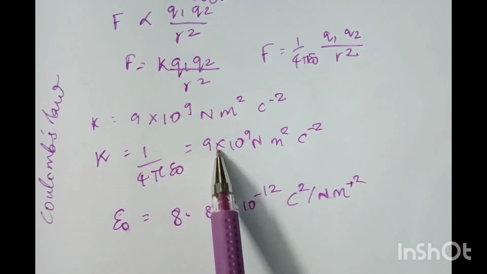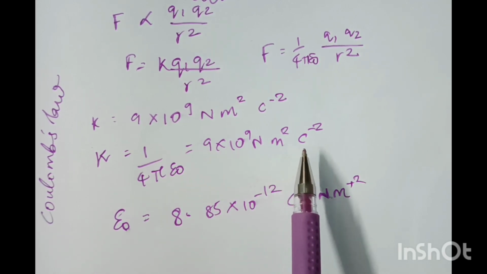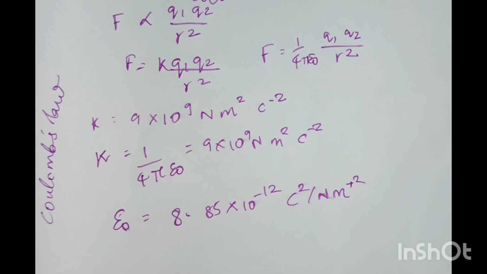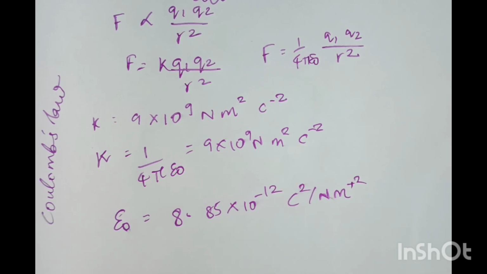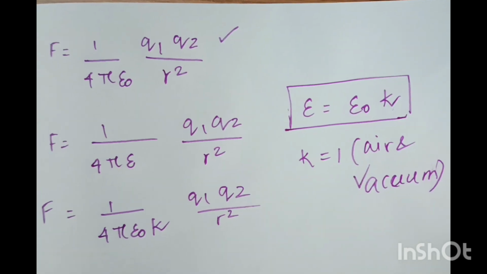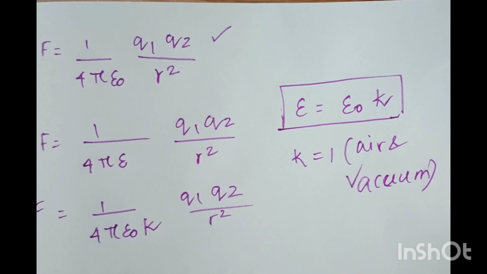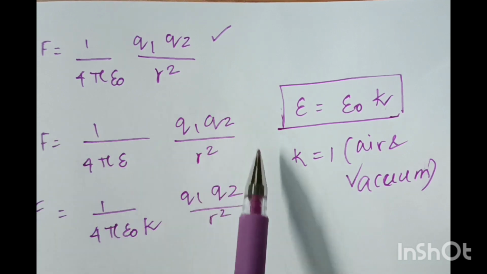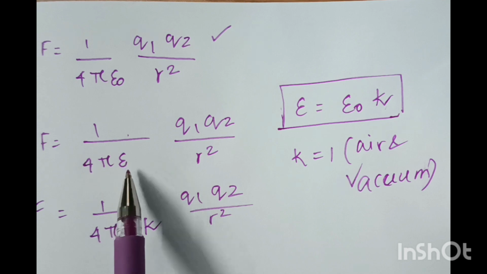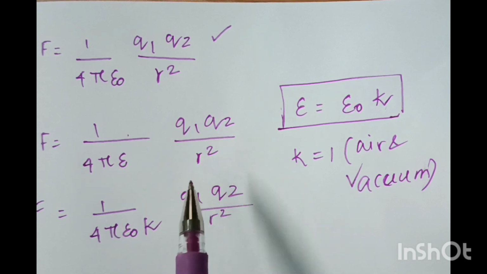That is equal to 9 × 10^9 newton meter squared per coulomb squared, where the value of ε0 is found to be 8.85 × 10^-12 coulomb squared per newton meter squared. So we have seen the formula for force, that is 1/(4π ε0) q1 q2 / r².